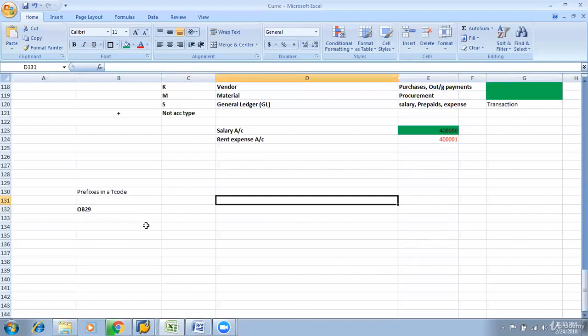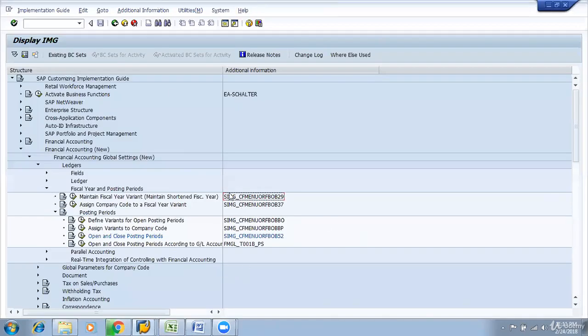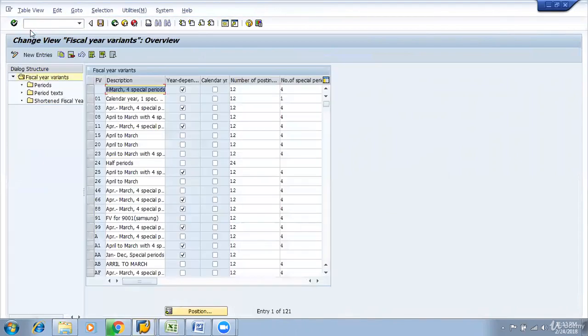Basically, the general rule for T codes is that T codes work only when you are in easy access. The thumb rule: T codes work only when you are in easy access. What's an easy access? As I click a new session, I create a new session, you have SAP easy access. This is where T codes work. Let me try. OB29. Loading. There you are.